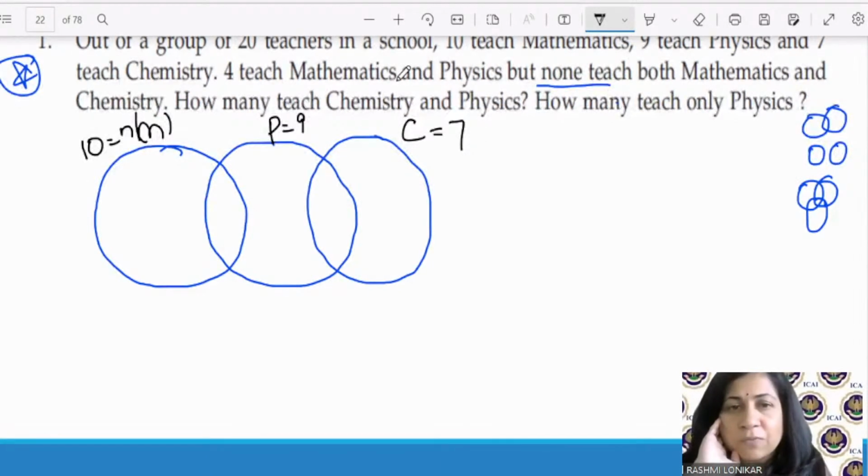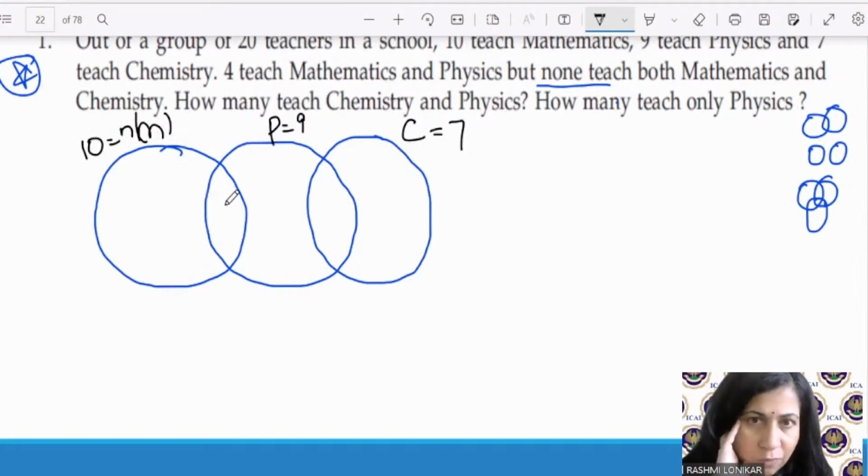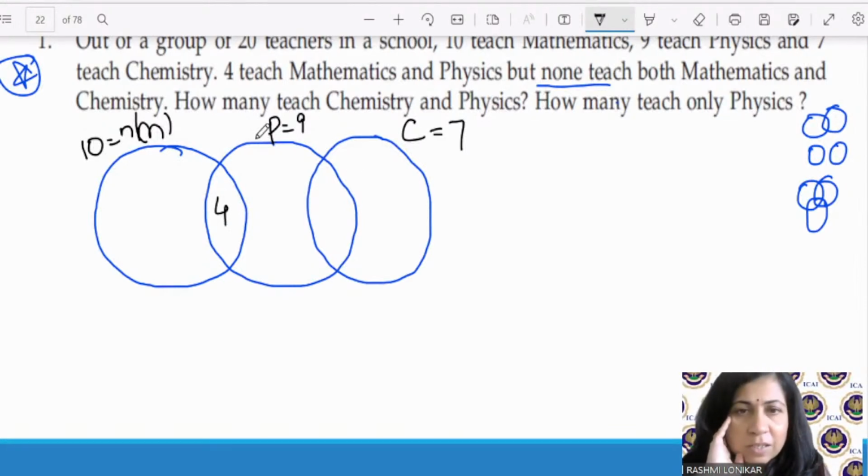4 teach mathematics and physics. So mathematics and physics, how many are there? 4. None teach this. Now they're asking you this: how many teach physics and chemistry? And how many teach only physics?